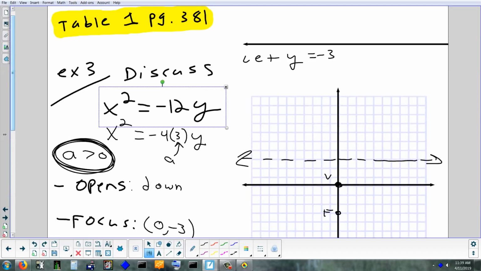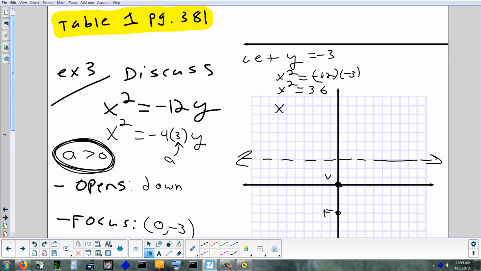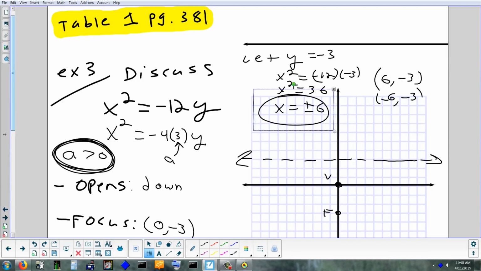So let y equal -3. x squared equals -12 times -3, which is 36. They don't all come out to 36, just one did. And what's the square root of 36? Plus or minus 6. So you get 2 coordinates out of that. Plus 6, -3. Minus 6, -3. And that's where the symmetry is going to come in for the parabola.